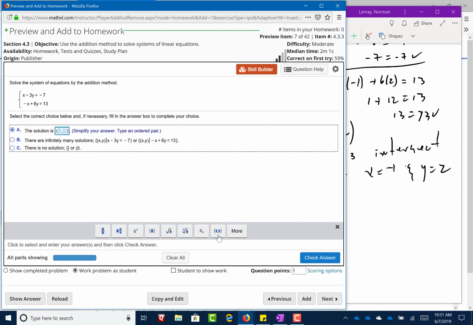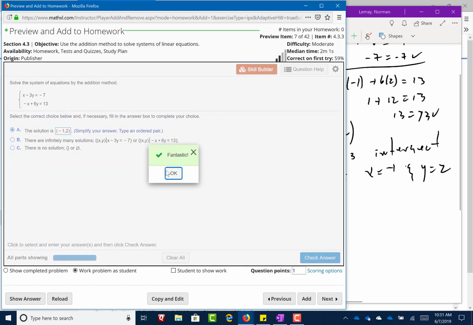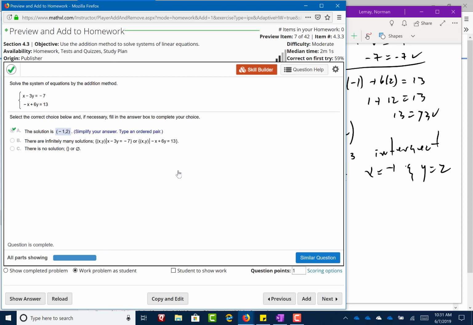Breakdown, breakdown. So here we get -1 and 2. Check our answer. Ta-da! We are good to go.